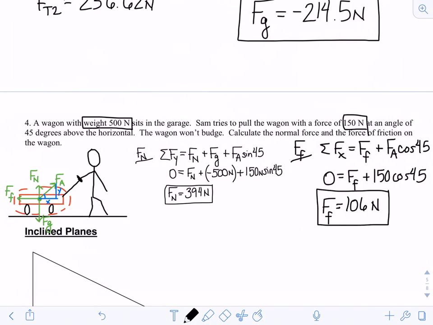All right. Success! We now know how to write force equations and use those force equations to actually find the values of various forces acting on an object.